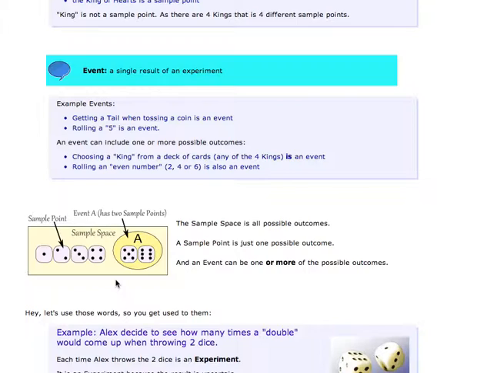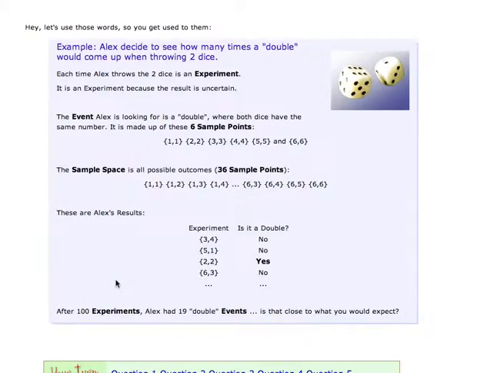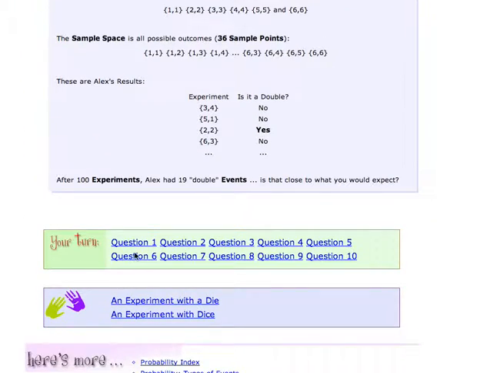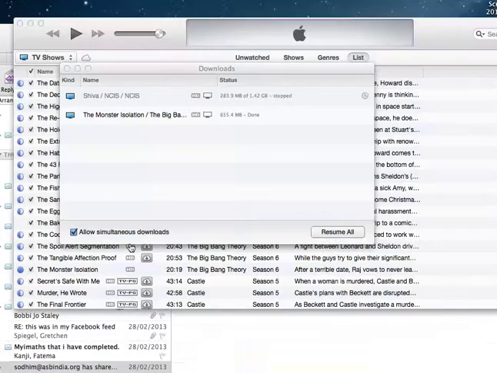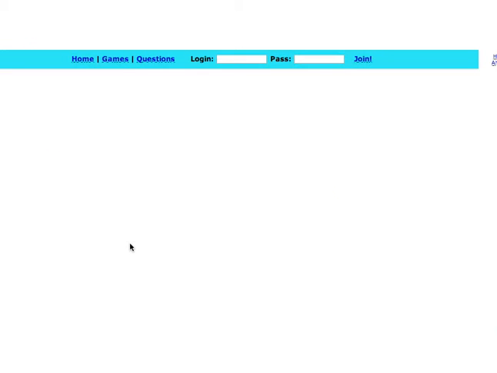So they're giving you some examples of what all those words mean. I just want you to read through this, and then I want you to go through the questions. It's like a quiz, and at the end, it'll tell you how many you got right. And I want you to screen capture that, take a snapshot, and send it to me.